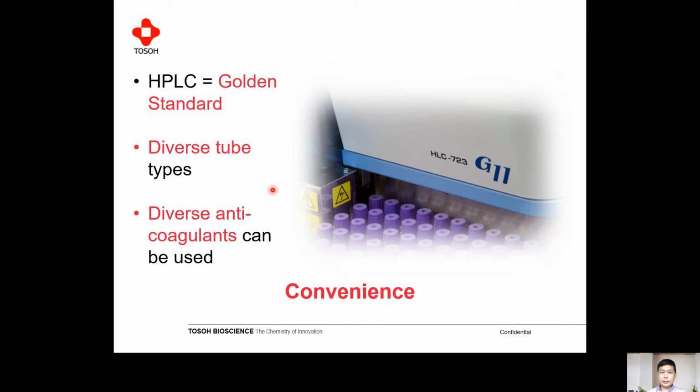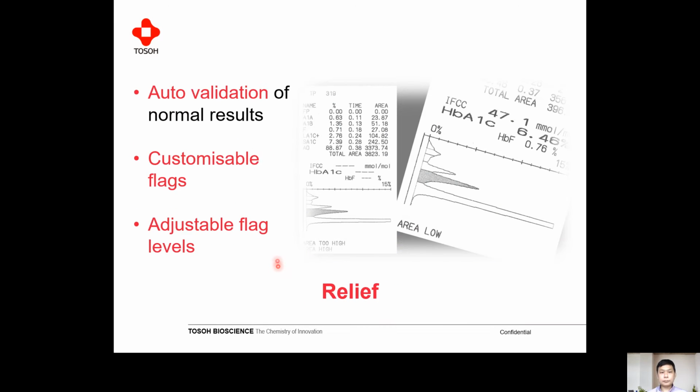HPLC is the gold standard for HbA1c analysis. We accept diverse types of tubes, pediatric tubes, or different dimensions of tubes, which can be configured by our engineer. We also can use diverse anticoagulants on our system, not only EDTA: citrate, fluoride, and heparin blood tubes can be analyzed on our system as well, without any interference.